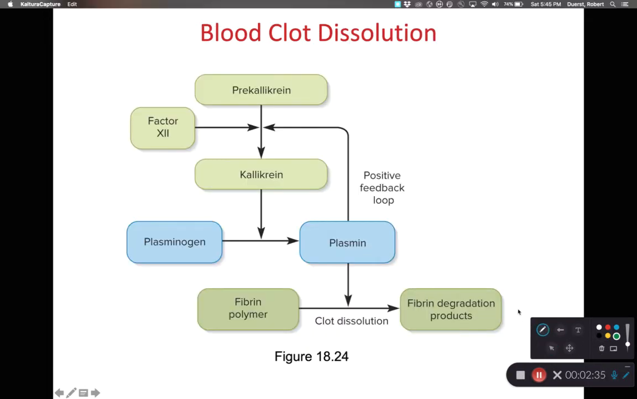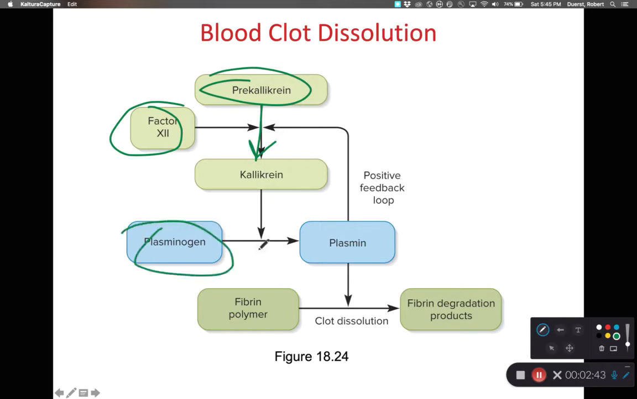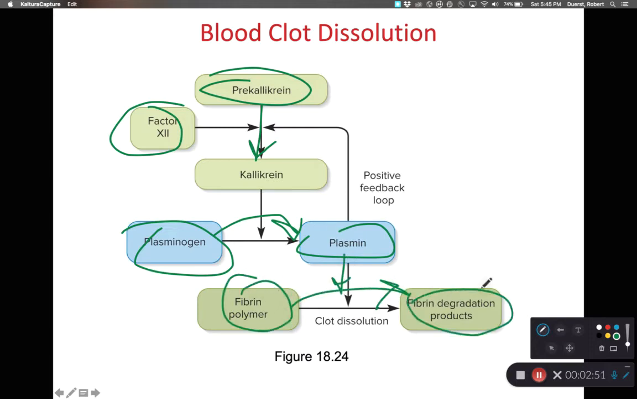So, let's diagram it with a flow chart here. We have our factor 12. Factor 12 is going to help us to make kallikrein. Kallikrein is going to take plasminogen and turn it into plasmin. And then plasmin will take the fibrin polymer and break it down into a fibrin monomer.